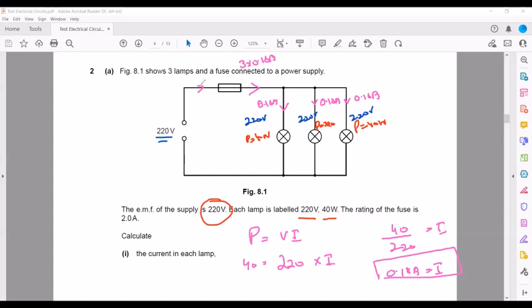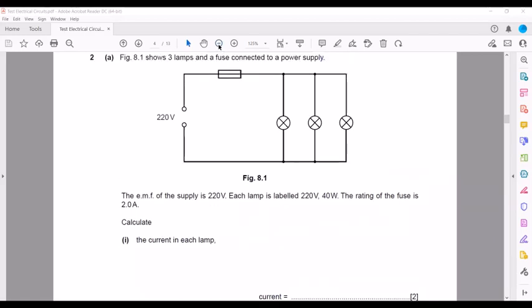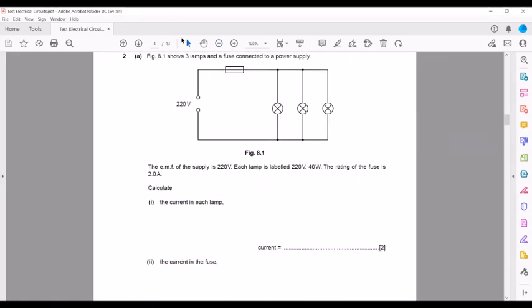The second part of the question is to calculate the current in the fuse. The current in the fuse is actually the total current. In the first lamp, the current which we calculated using power was 0.18 amperes. The second lamp it was 0.18, and the third lamp it is also 0.18. In parallel, the total current is the sum of the current in each branch. So how much current is coming from the supply or the battery? That is 0.18 multiplied by 3, which equals 0.54 amperes.